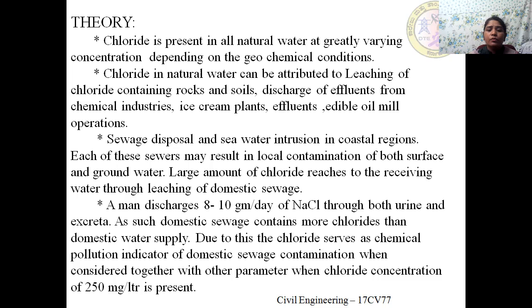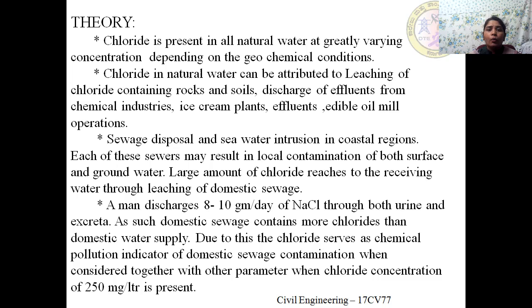We know the sewers result in local contamination of both the surface water and the groundwater. The sewers carry their discharge from the various residences. They mainly carry the sewage. So sewage contains human waste. It contains human urine. It contains human excreta. A man discharges 8 to 10 grams per day of sodium chloride through both urine and human excreta.